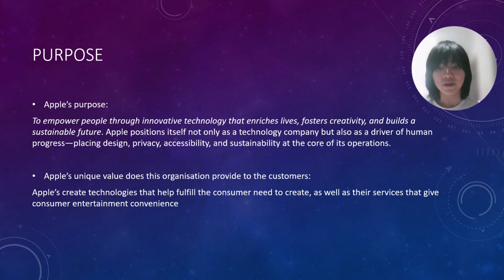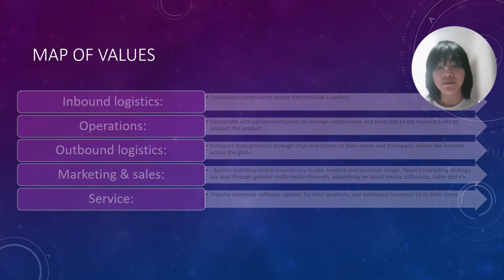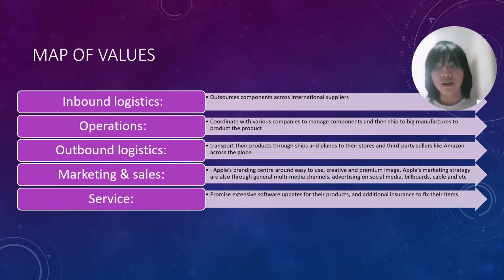Now, for the purposes, Apple's purpose is to create products to enrich people's life, either to make a person more productive or to make them more creative by creating products that have heavy emphasis on simplicity and effectiveness as well as creativity. Now, for the map of values, there are two main parts to it.